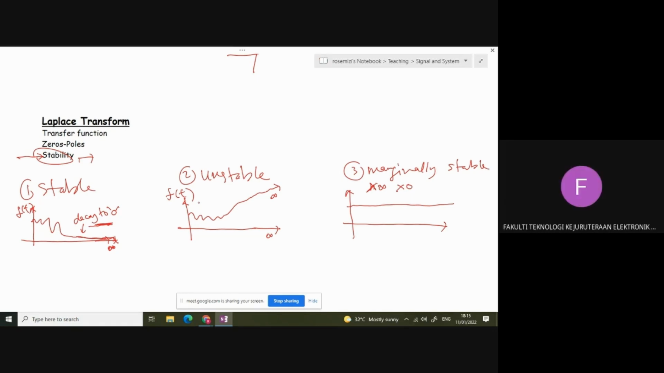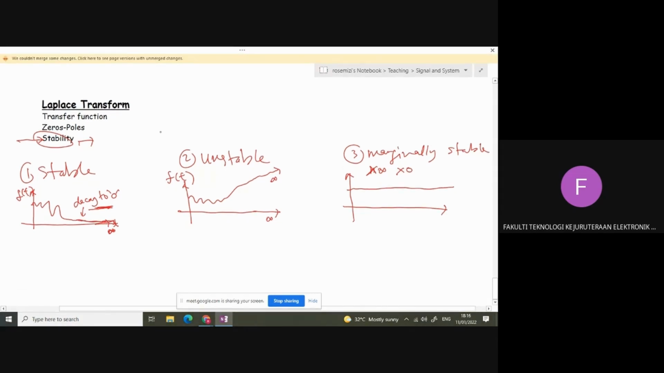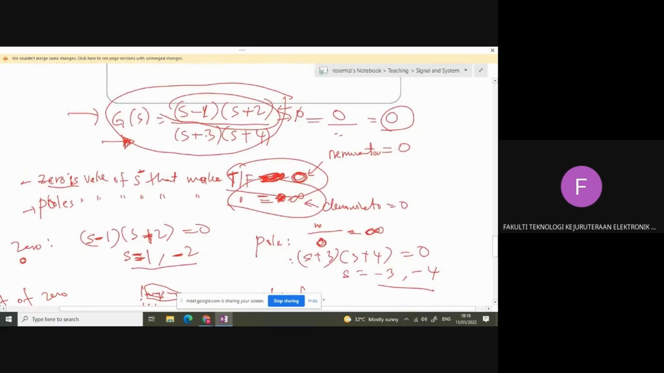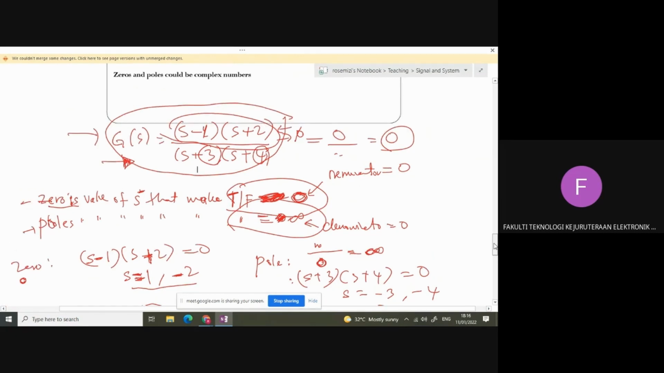Okay, sir. How do we define whether our system is stable or not? We can use the transfer function. We can use zeros and poles. Normally, we will use zeros and poles. To check whether our system is stable or not, we check the poles, the value of the poles.